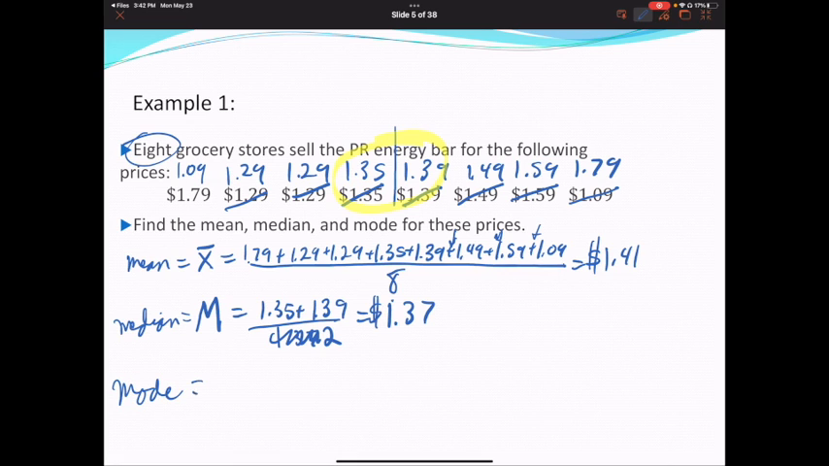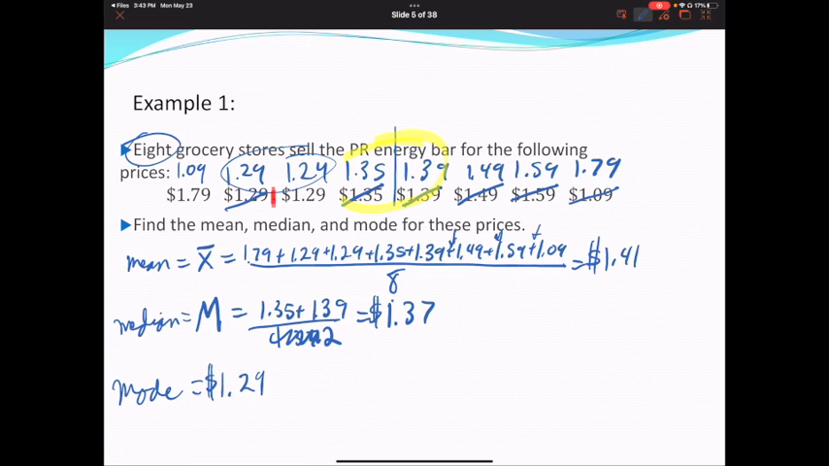Next, we have our mode. It's important to note that not all data sets have a mode. You don't necessarily have to have a mode. If this value of 1.29 was excluded, then I wouldn't have a mode, but luckily it is included. So I have a mode of 1.29 because that value occurs twice.